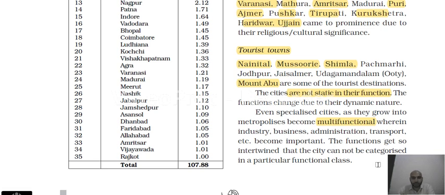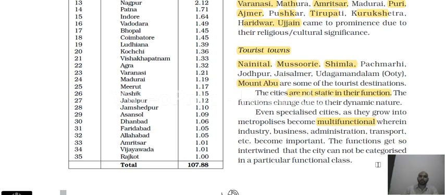The function changed due to the dynamic nature. As we evolved, urbanization took place. People started moving from rural areas to urban areas, and over decades, over a period of time, that system changed and converted into a multifunctional one. So one city can support different specialized functions also.